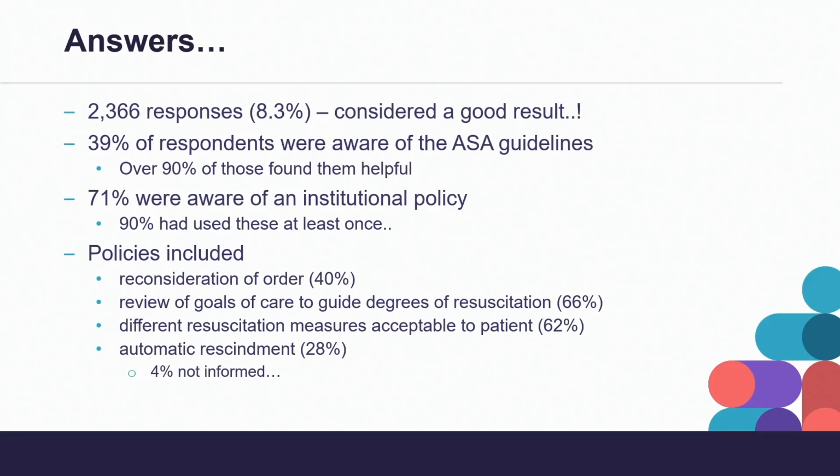When we looked at what the component parts of their policy were, 40% of them mentioned reconsideration of orders, 66% of them, and this wasn't either or, you could actually include options here, 66% of them required review of goals of care to guide degrees of resuscitation. 62% also thought about what different resuscitation measures might be perceived as acceptable to the patient, presumably with discussion ongoing as well. And surprisingly, 28% still included the principle of automatic rescindment. In other words, if you're coming to the OR, your DNR is revoked.